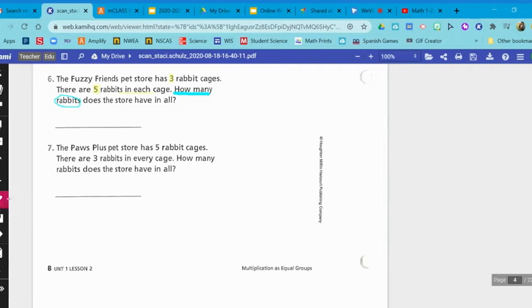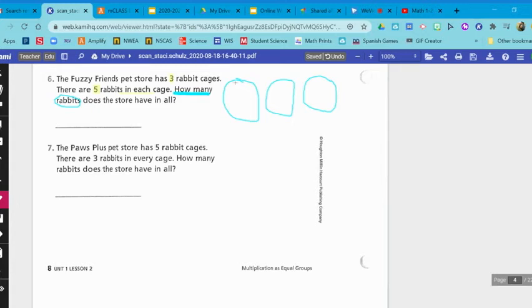Now we're ready to represent. We're talking about rabbits, right? And those rabbits are in cages. How many cages do we have? You're absolutely right. 3. That will be my group size. So go ahead and draw your 3 groups. 1, 2, and 3. Then you look for your magic words telling you the group size or how many are in each group. How many are there? Absolutely right, there are 5.